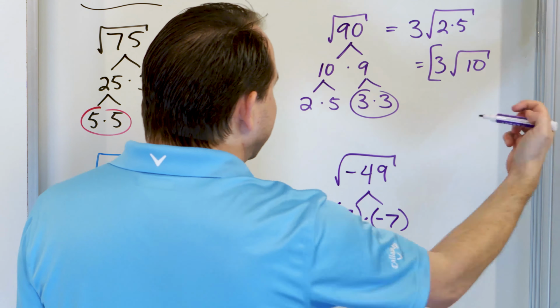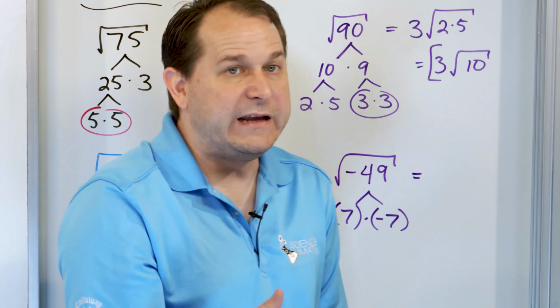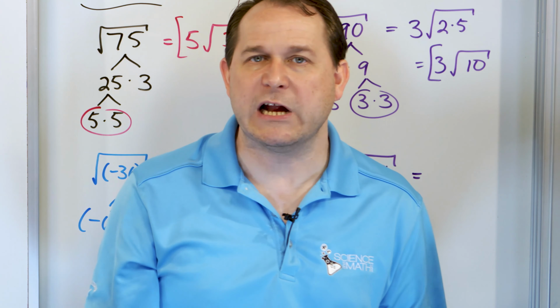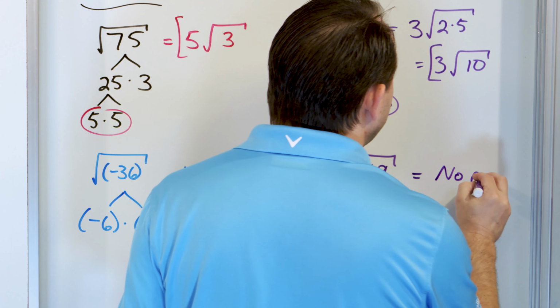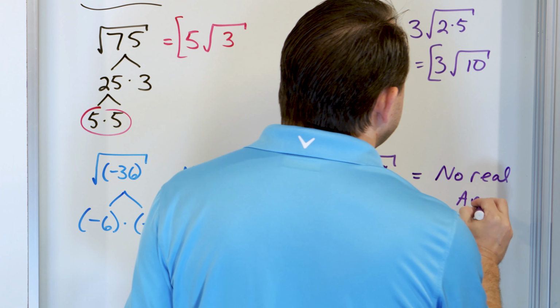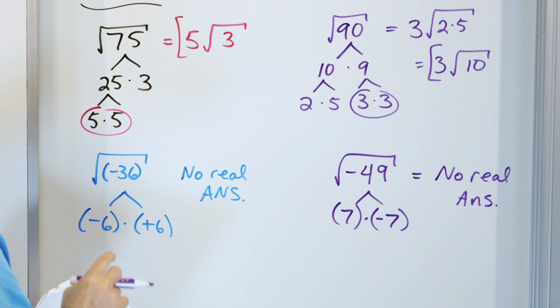So really there's nothing I can pull out, and so what you end up having is the square root of negative 49 is just the square root of negative 49, whatever that is, but there's no real number that satisfies it. So you say no real answer. And later on we'll introduce a complex and an imaginary number to talk to you about what that is.